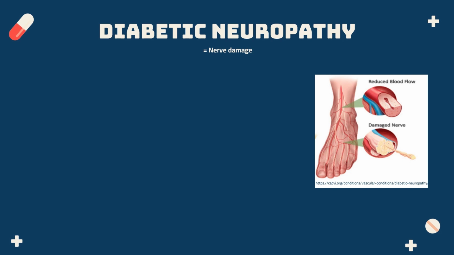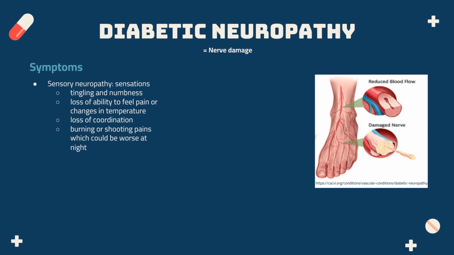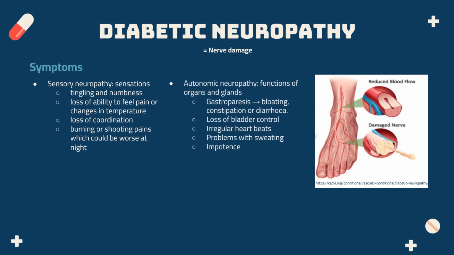Sensory neuropathy affects the nerves that carry messages of sensation to the brain, leading to symptoms such as tingling, numbness, burning, or shooting pain, or loss of ability to feel pain. Autonomic neuropathy affects the nerves that control functions of your organs and glands, resulting in organ dysfunction, for example, irregular heartbeat and loss of bladder control. Motor neuropathy affects the nerves that control movement, leading to problems such as muscle weakness, muscle twitching, and cramps.